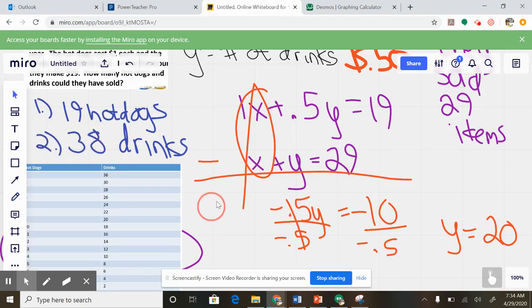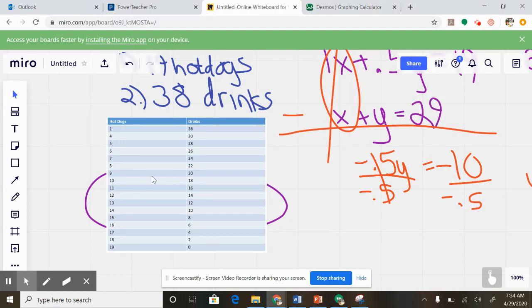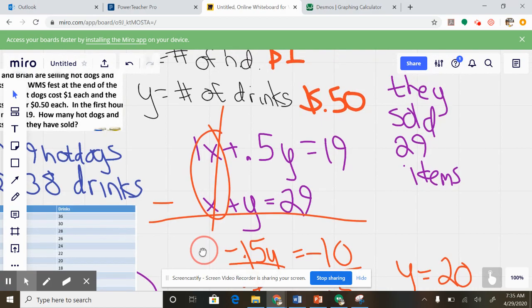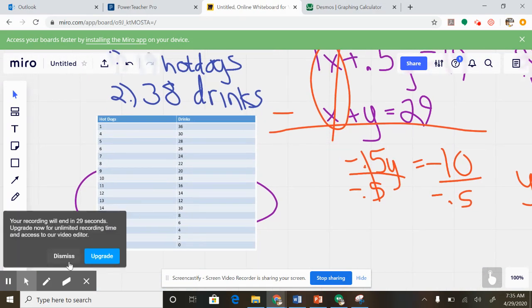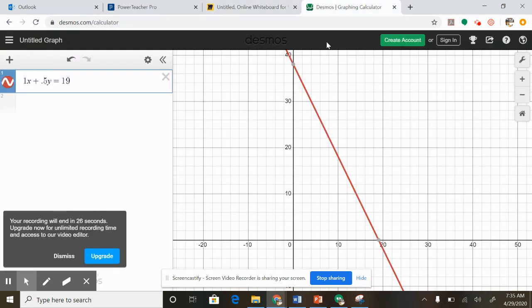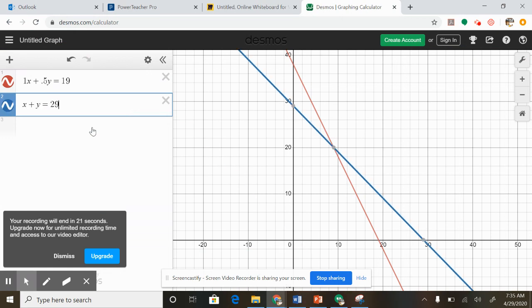And let's see, that should be in my table here. Yep, right here. This was one of my possibilities, but earlier I had a bunch of possibilities. Now that I'm telling you they sold 29 items, now that I gave you more information, there's only one possible answer. And that, if I were to graph this, x plus y equals 29, this is the point where they would intersect. 9 hot dogs, 20 drinks. So that is what essentially is happening when you're solving a system of equations.